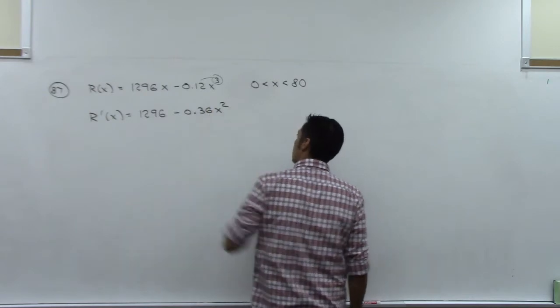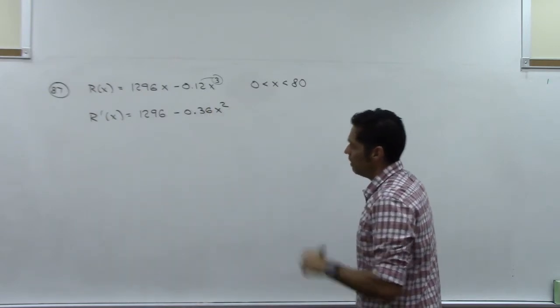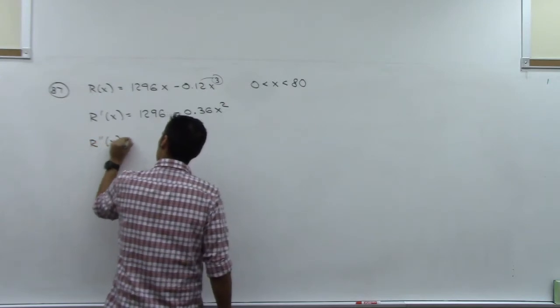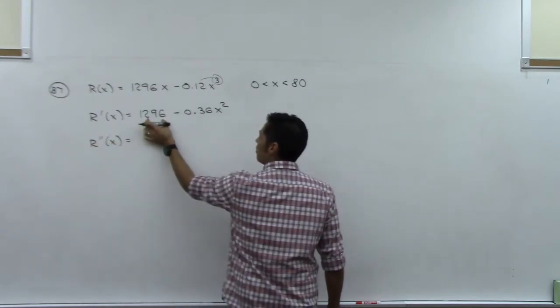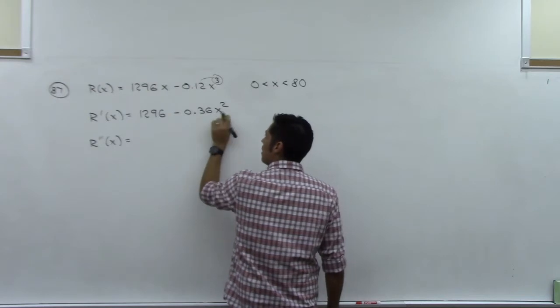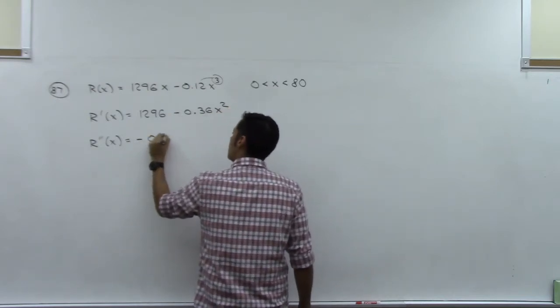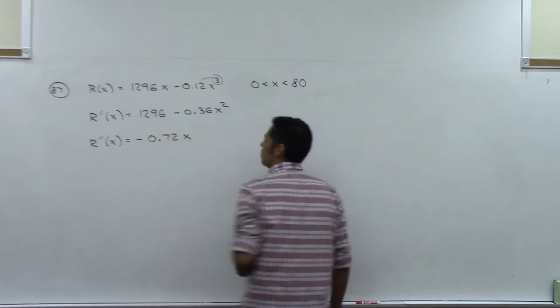0.36x squared. That's my first derivative. Let's just get my second derivative while I'm here. Second derivative, well, the derivative of a constant is 0. And then I'm going to do the same thing here. I'm going to bring the 2 down. That was negative, so it's negative 0.72x.